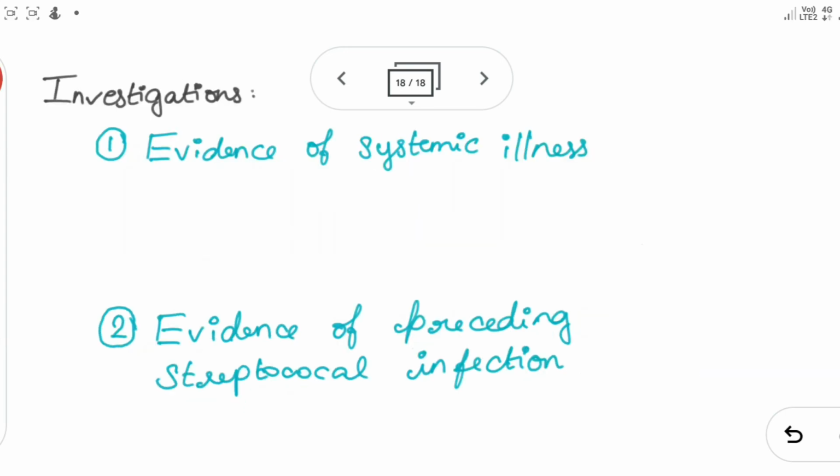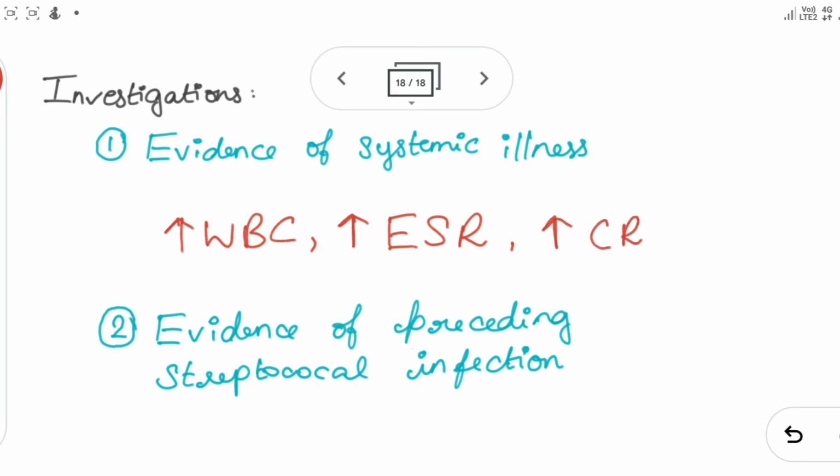Now, coming to investigations, the first one is evidence of a systemic illness, which includes increased WBC, increased ESR, and increased C reactive proteins.